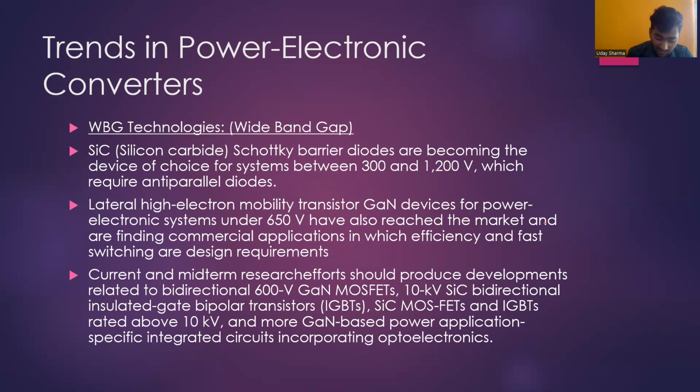Gallium nitride devices are used for fast switching applications. Current and midterm research efforts should produce developments related to bidirectional 600 volt gallium nitride MOSFETs or 10 kilovolt silicon carbide bidirectional insulated gate bipolar transistors, or IGBTs. Also expected are silicon carbide MOSFETs and IGBTs rated at about 10 kilovolts and more, and gallium nitride based power application specific integrated circuits incorporating optoelectronics.